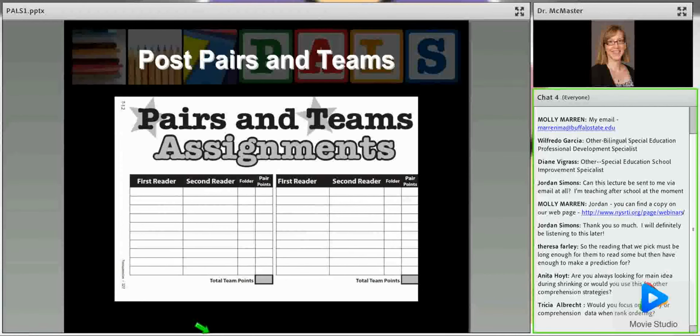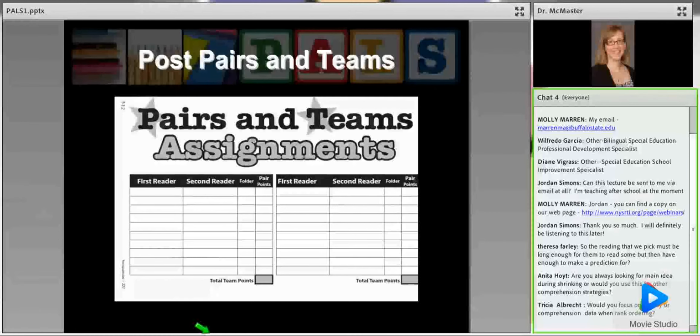In the PALS manual, there's a variety of materials like this one. This is the Pairs and Teams Assignments chart, and this is just a handy little chart that you can make a copy of and list your first and second readers. You can assign them folders, which I'll talk about in a few minutes. They'll be on teams, so you can use this to add up their points.